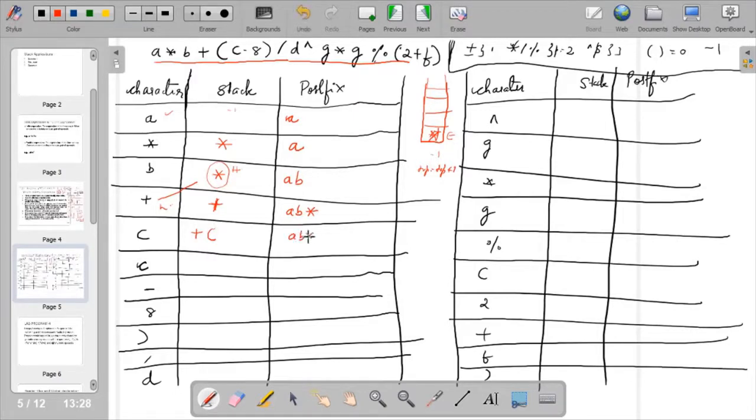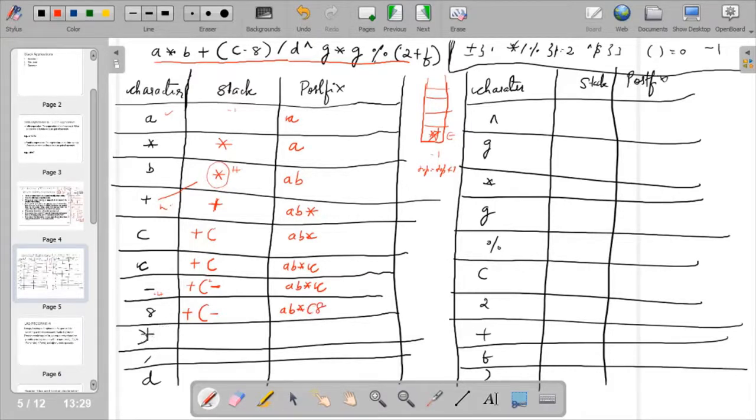Here, as it is, I wrote AB star. Next is C, which is directly an operand, so I'll write AB star C in the postfix expression. Next you have minus. Check over here: I have a bracket and this is a minus. You cannot compare with plus before the bracket; the bracket has lower priority than this minus. So low and high, directly that minus should be pushed. It is AB star C as it is. Next you have 8, also an operand, so just push it: AB star C8.